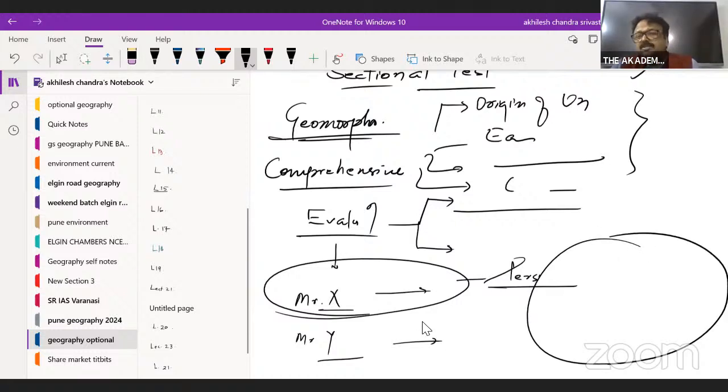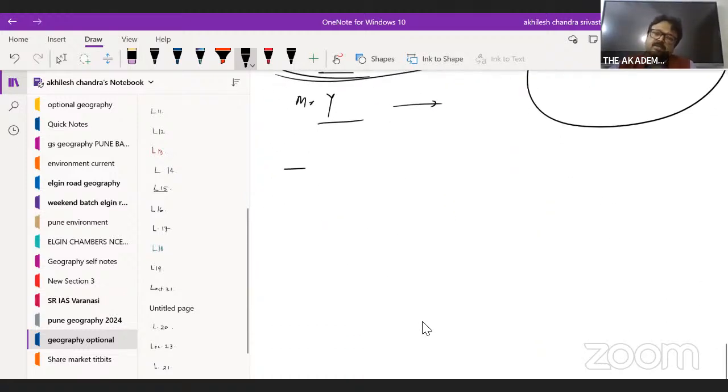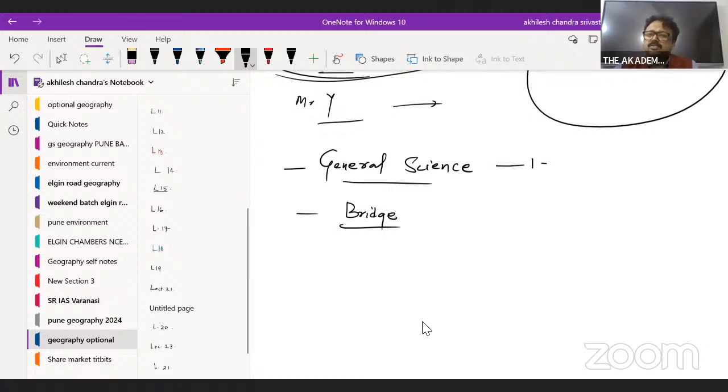And it can create a miraculous result, and I ensure we do this. Apart from it, in your geography optional package, I'm also doing general science. This will be a filler material. That means it is a bridge that will make you understand general science. It will also give you 1 or 2 questions in your GS paper, and this will be a bridge to understand your science and technology.